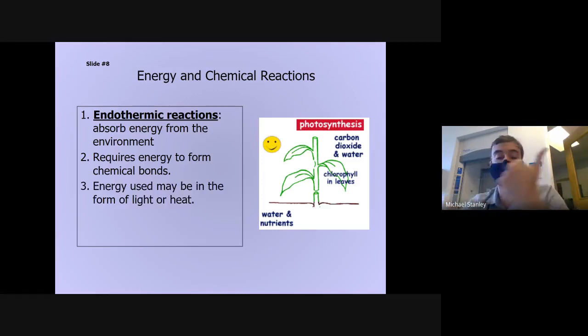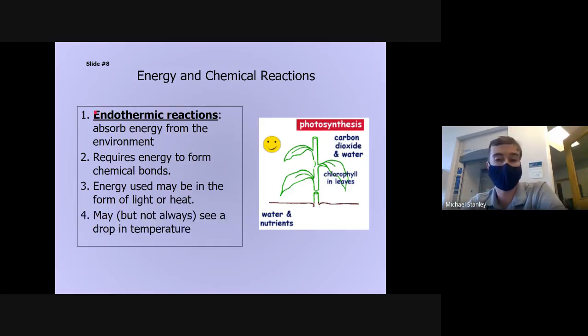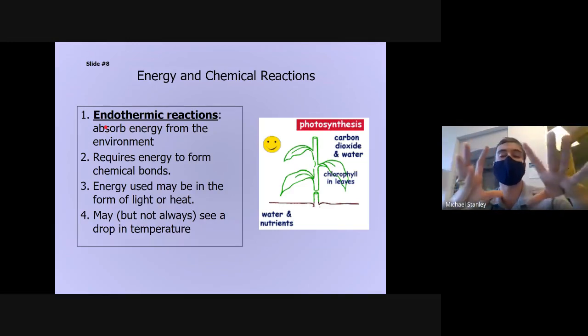Maybe it could be light energy in the case of photosynthesis right here, or it could be heat energy that's being absorbed in order to help the reaction go on. So photosynthesis is a great example of these endothermic reactions. Again, we have the light that's being absorbed by the leaf, and that's helping take those little carbon dioxide and water molecules and turn them into that big glucose molecule.